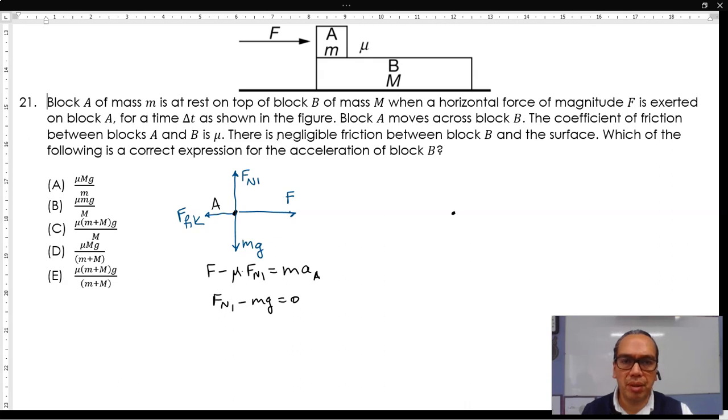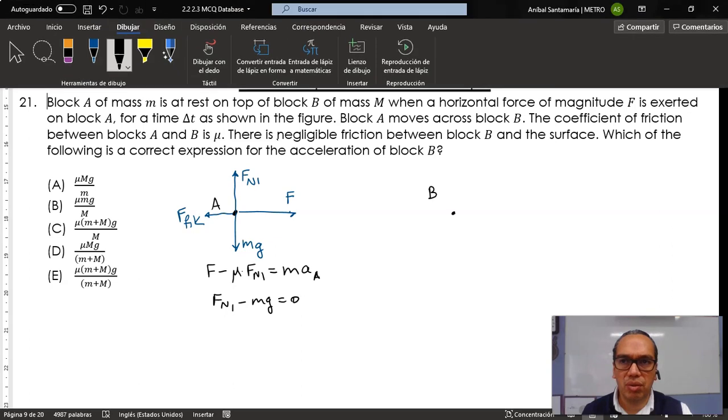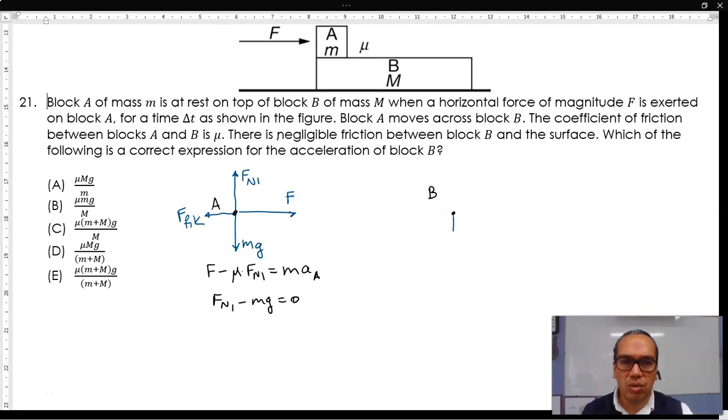Now we move on to block B, of which we want to know the acceleration. In this case, we have the gravitational force, capital M times g, and then the ground is exerting a normal force that we can talk about as normal force 2. Because of Newton's third law, if the friction force is to the left for block A, then it must be to the right for block B. And so what we have here is that there is a kinetic friction equal in magnitude and opposite in direction.